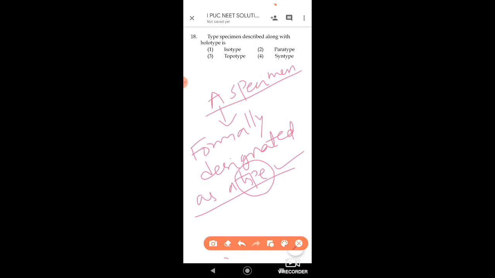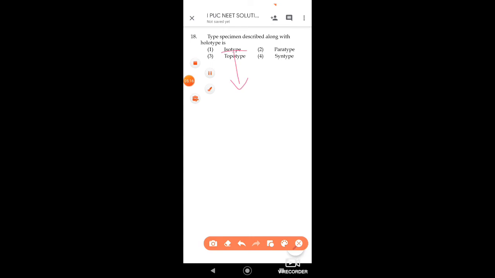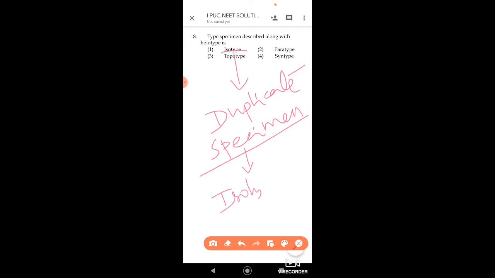So what is an isotype now? One more we have, isotype. Let us understand isotype. In a very simple manner, it is a duplicate specimen of the holotype. Already the holotype is described, that is the type of species described by the original author, which we call the holotype. If there is any duplicate specimen of that, it is called an isotype. So it is the answer. Isotype is described along with the holotype. Rather we can say isotype is the duplicate specimen of the holotype. So go for option 1.